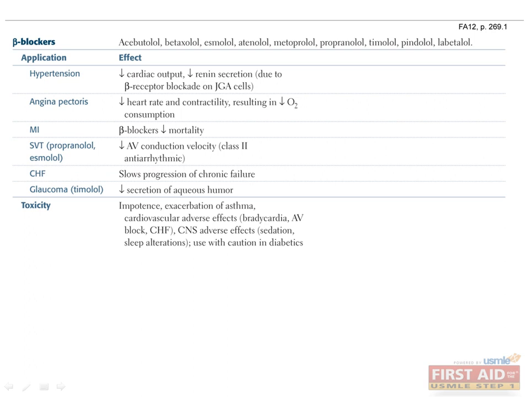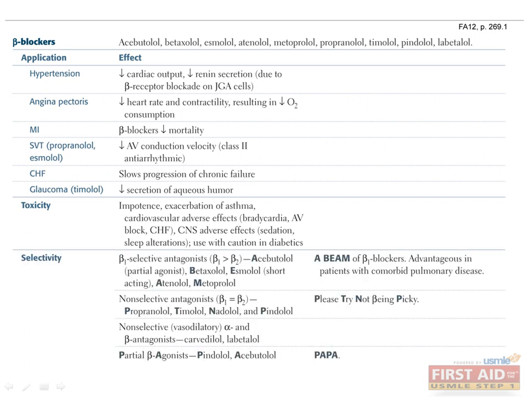Beta blocker toxicities include impotence, exacerbation of asthma due to blocked beta-2 receptors, adverse cardiovascular effects such as bradycardia, AV nodal block, and congestive heart failure, and CNS sedation. Furthermore, beta blockers must be used with caution in diabetics because they worsen blood sugar levels and can blunt symptoms of hypoglycemia. Beta blockers can be classified based on their selectivity.